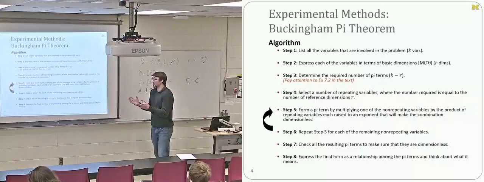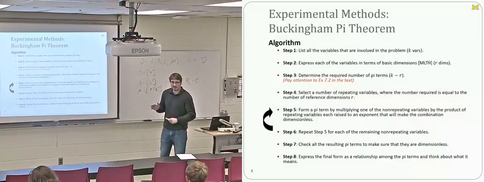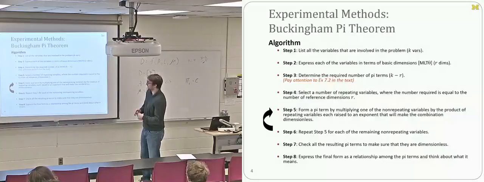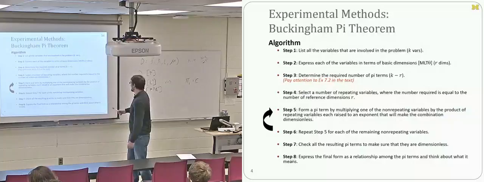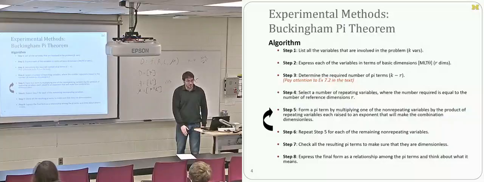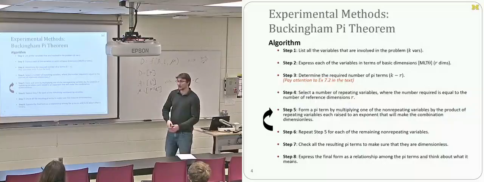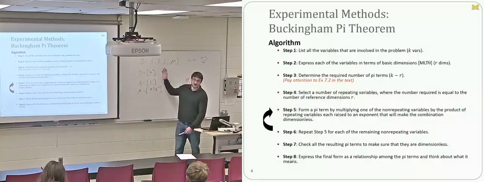Have you guys taken any linear algebra? Okay. I always like to think of this as a basis expansion, it's called. But that's not important. Then you go through each of these repeating variables, you take these repeating variables out of the problem. These are the things that you're actually removing from the functional relationship. And then you use these to get rid of the dimensions of everything that's left in the problem. Okay?